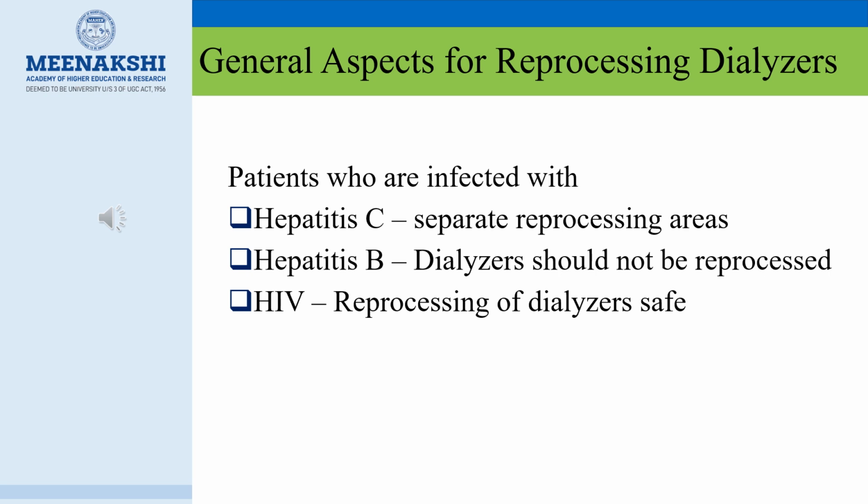General aspects for reprocessing of dialyzers. When patients are infected with hepatitis B, hepatitis C and HIV, you should take all these things into consideration. When you are reprocessing the hepatitis C infected person's dialyzer, you should have a separate reprocessing area, and you should have a separate reprocessing area for the negative patients. For HIV, the reprocessing of dialyzers is safe, but in hepatitis B, the dialyzer should not be reprocessed because the risk of transmission is high.